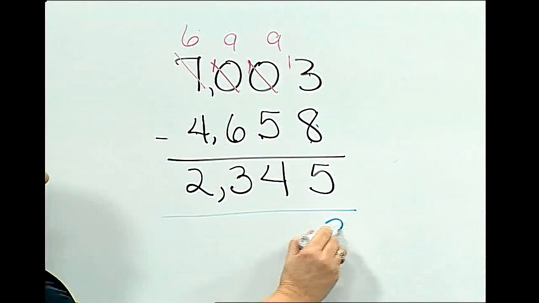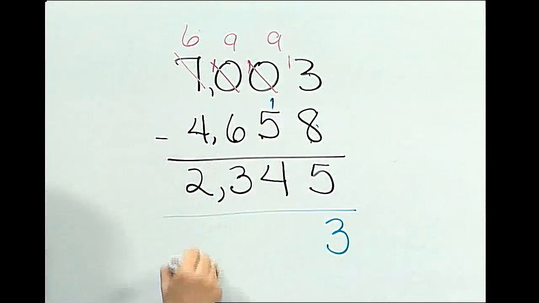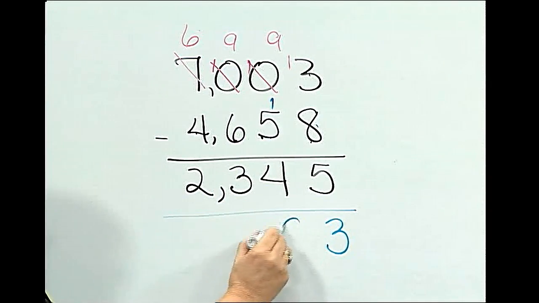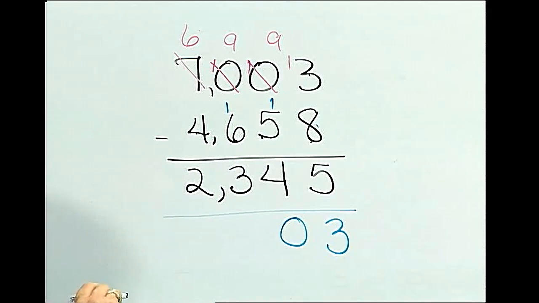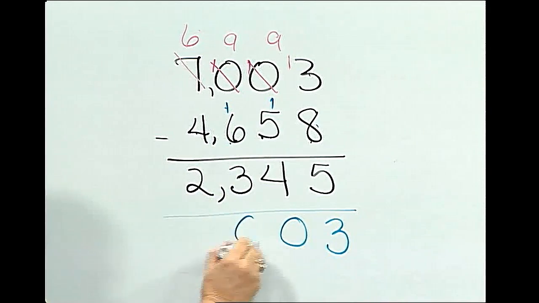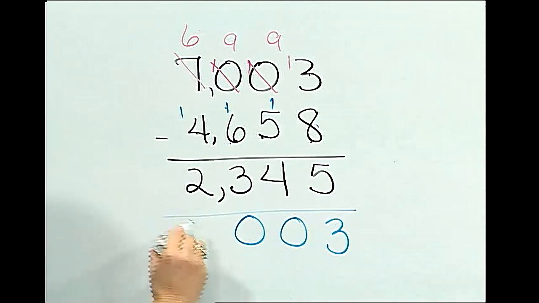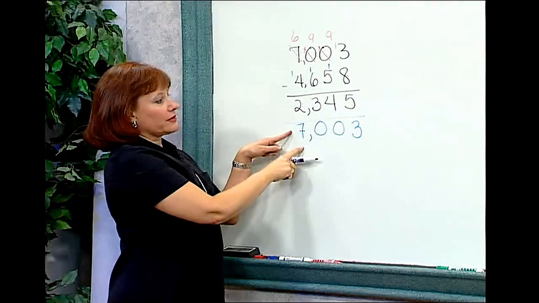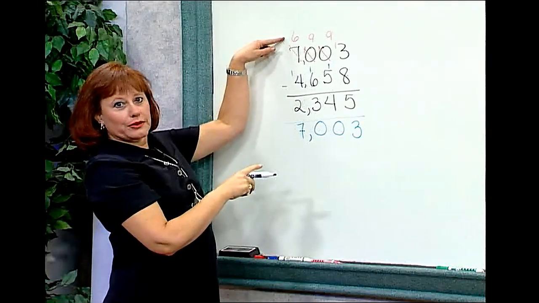8 plus 5 is 13. Carry the 1. 1 plus 5 is 6. Plus 4 is 10, so we'll put down the 0 and carry the 1. 1 plus 6 is 7, plus 3 is 10, and we'll carry the 1. And 1 plus 4 plus 2 is 7. When we check, we get 7,003, which was our original number.